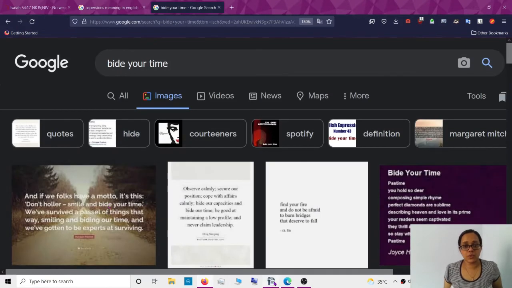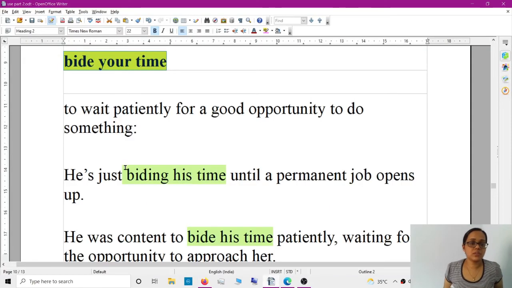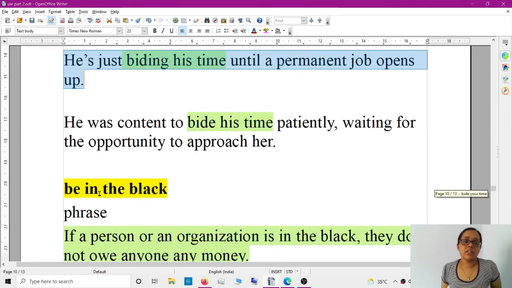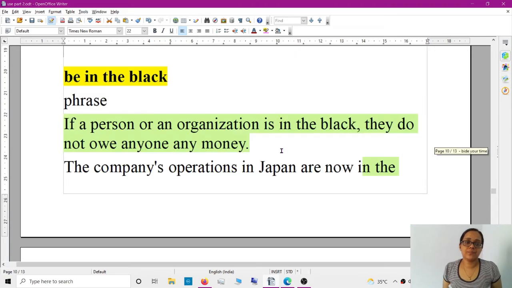So these are the Google images for bide your time. Some quotes further with that sentence. He is just biding his time until a permanent job opens up. He was content to bide his time patiently, waiting for the opportunity to approach her.